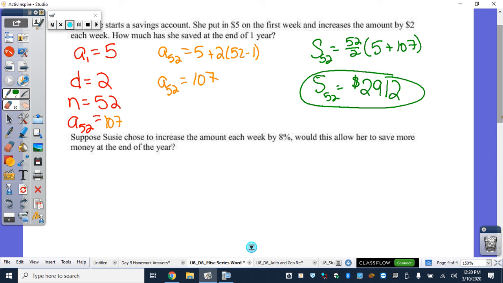So then suppose Susie chose to increase the amount each week by 8%. Would this allow her to save more money at the end of the year? So if she changes it to increasing it by 8%, what kind of a sequence is it now? Now it's a geometric one. So we still have, starting off, first term is $5. Our common ratio would be 1.08 because she's increasing by 8%. And our N is still going to be 52. Still doing it for 1 whole year.